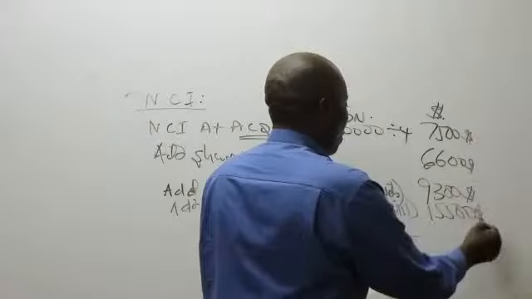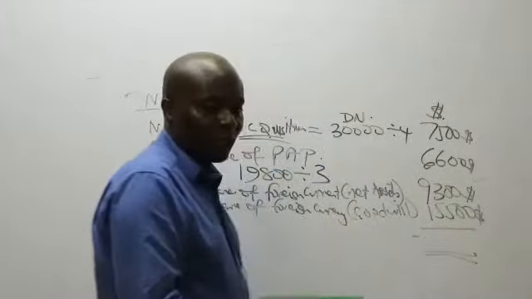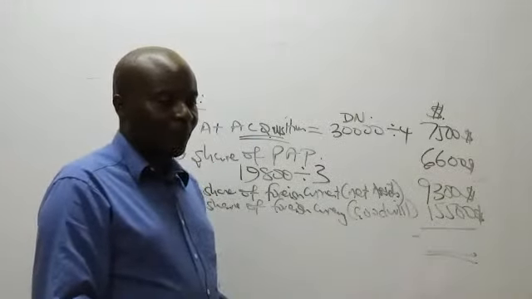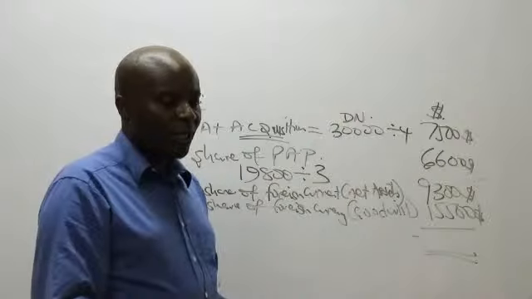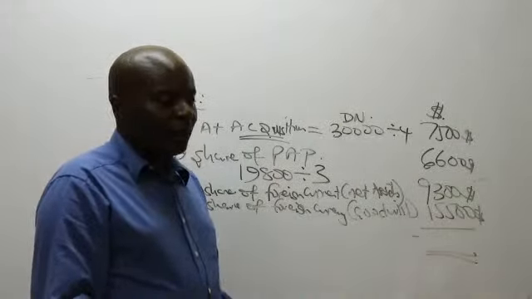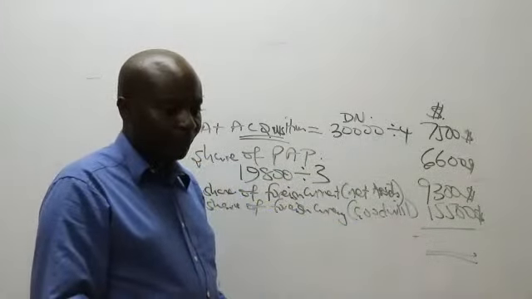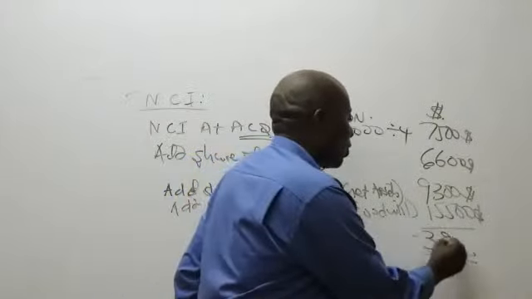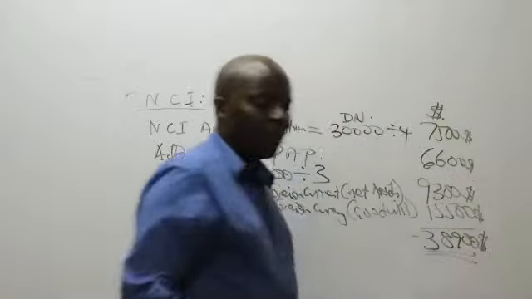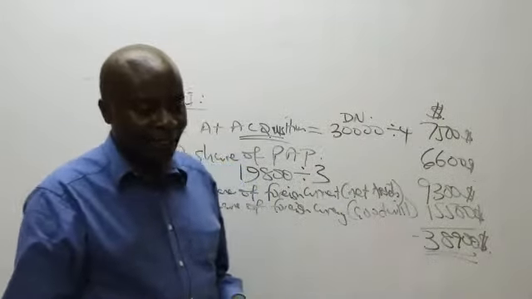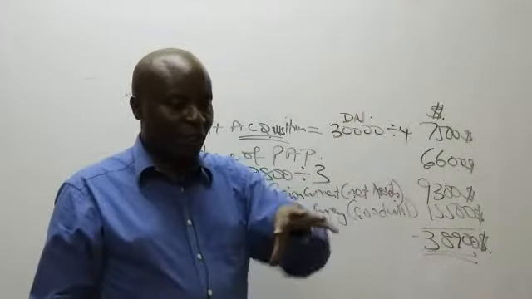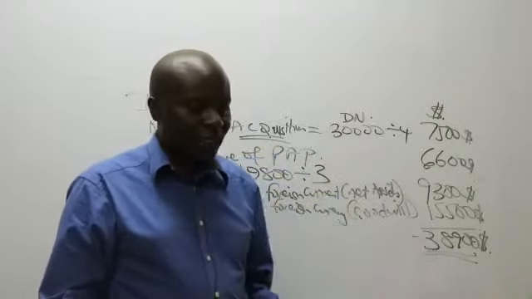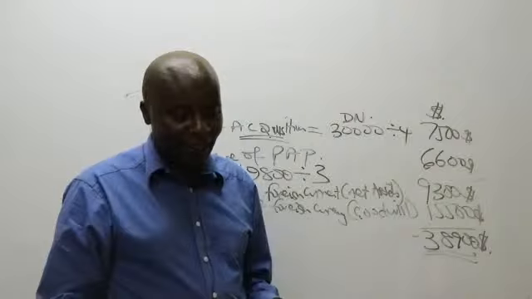So could you kindly give me the total for NCI? What do we have there as the total for NCI? $38,900. Do you know where you'll take this figure in the balance sheet? There is a place we left there, NCI. Put a figure there.